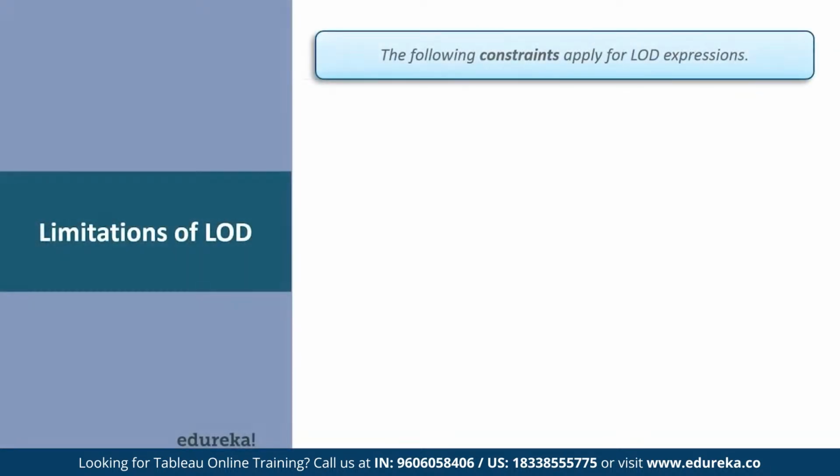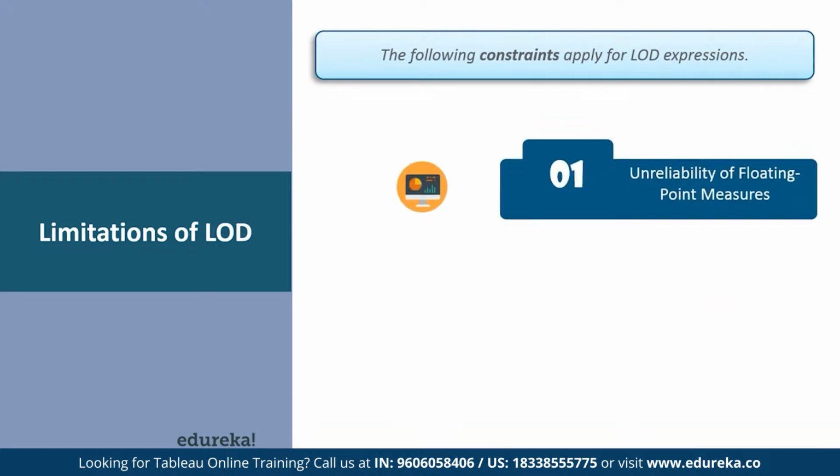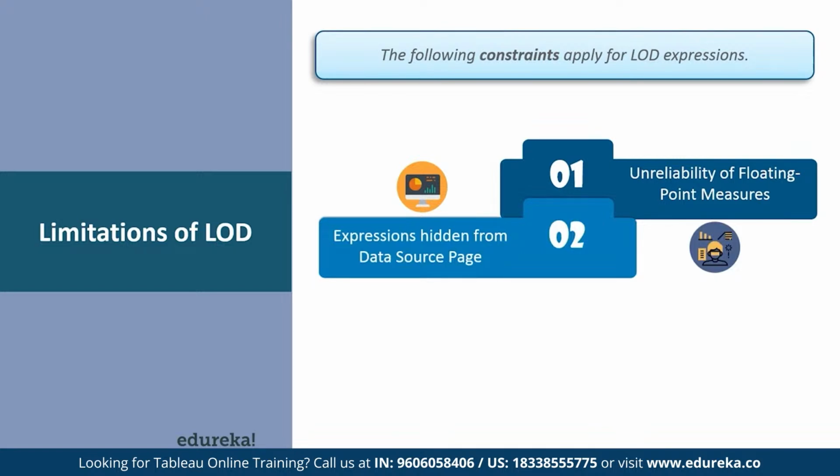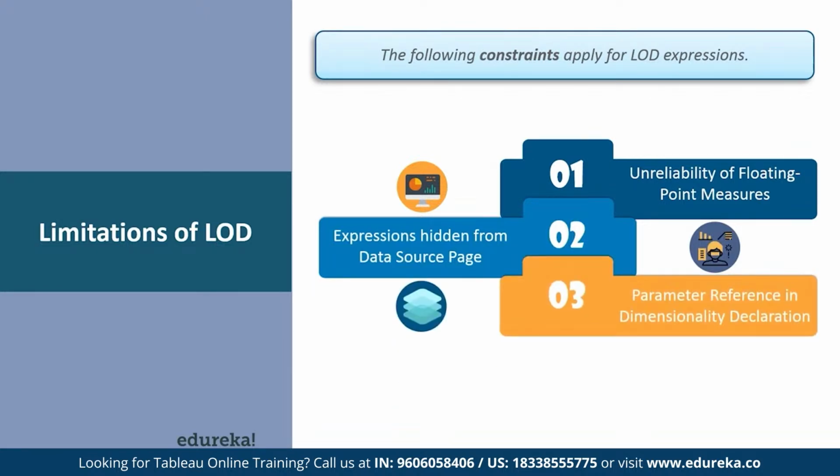And finally, let's discuss the limitations of level of detail. Now, there are a few limitations and constraints that apply for the level of detail expressions. Level of detail expressions that reference floating point measures can behave unreliably when used in a view that requires comparison of the values in the expression. The LOD expressions are not shown on the data source page. While referencing a parameter in a dimensionality declaration, we cannot use parameter values. We have to always use the parameter name.